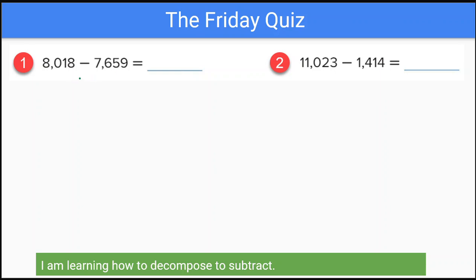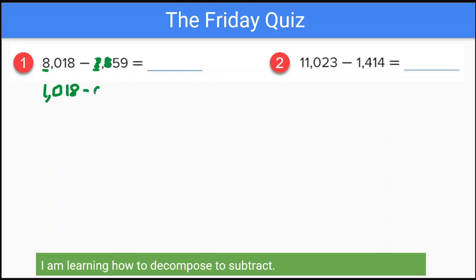I'll show you it one more time right here and maybe even 2 more times. Let's see here. And let's take a look at it. 8,018 take away 7,659. Okay, so it starts off with 8,000, right? And we're going to take away 7,000. So we're going to cross this one off right here. Well, that's going to leave us with 1,018, right?